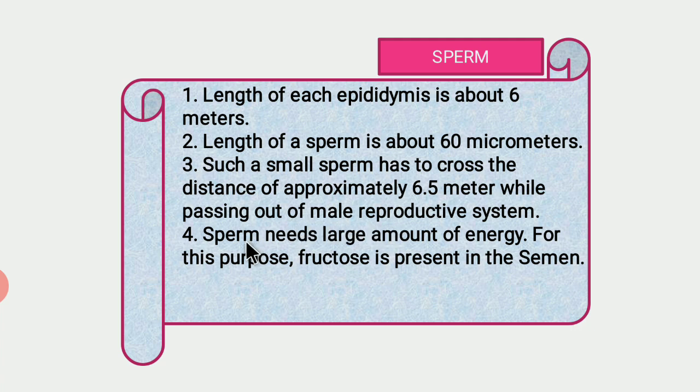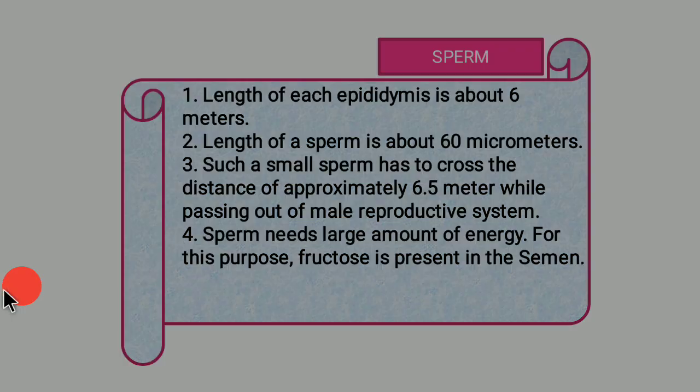Okay. So sperm needs a large amount of energy for this transportation. For this purpose, fructose is present in the semen. The sperm can harvest or generate energy from the fructose, and that energy is utilized for transportation. So this is all about the male reproductive system, and in the next lecture we will talk about the female reproductive system in human beings.